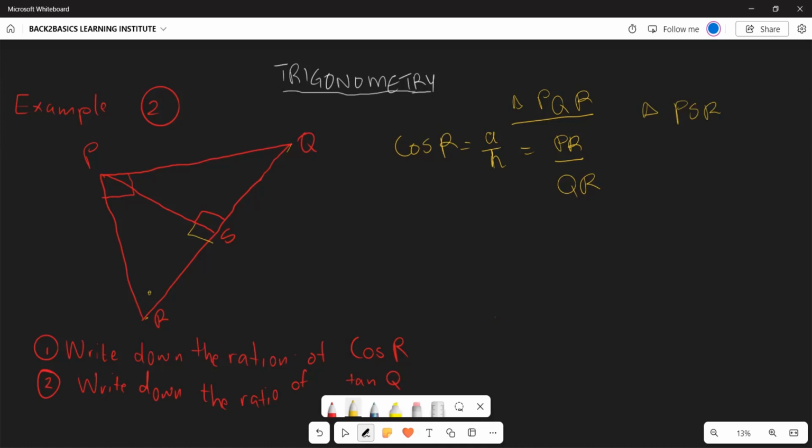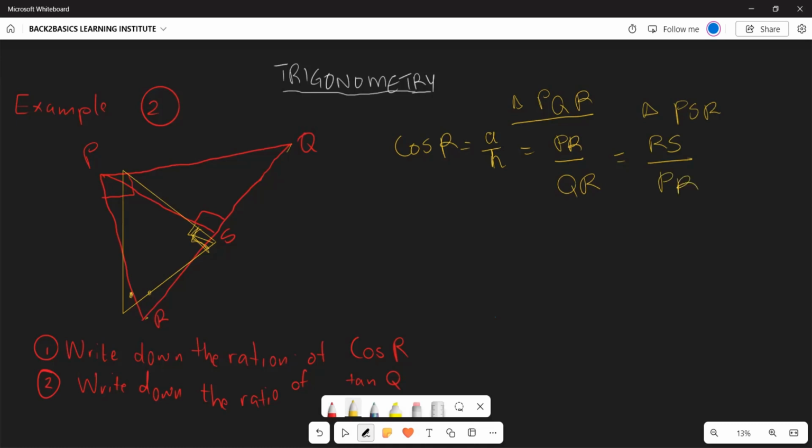Now let's look at this other, smaller triangle. What is going to be your cos R there? If this portion right there is your 90 degrees, and you are looking for this angle, definitely the side that is going to be adjacent is your side RS. And your side PR, in this case, is going to be your hypotenuse.